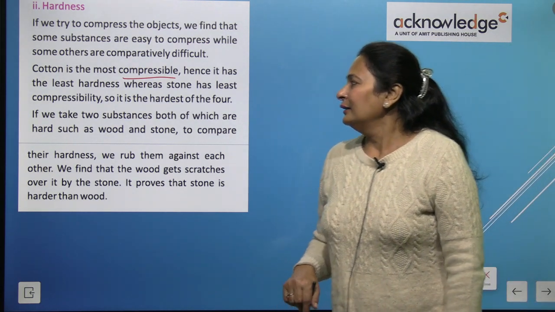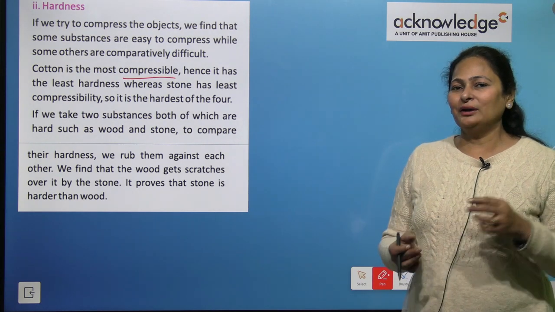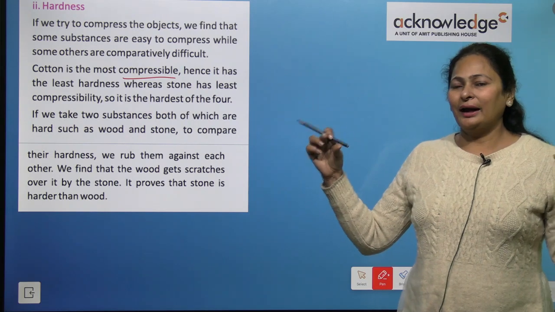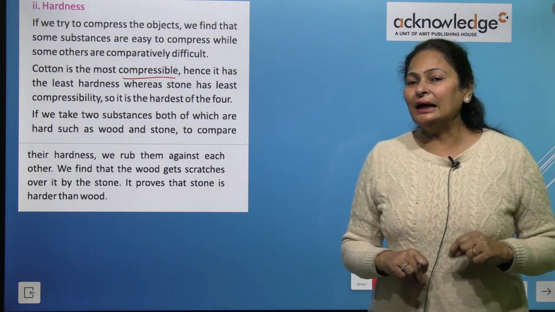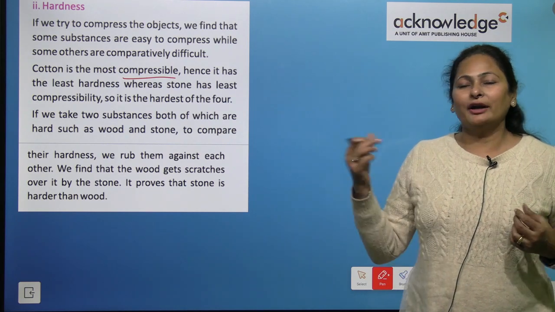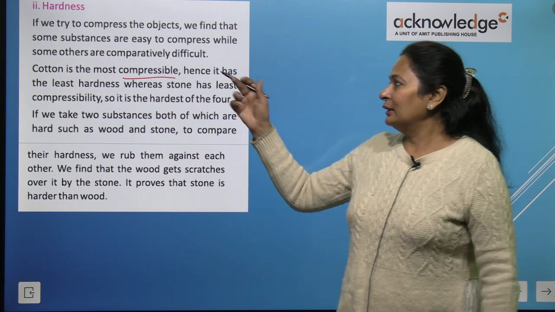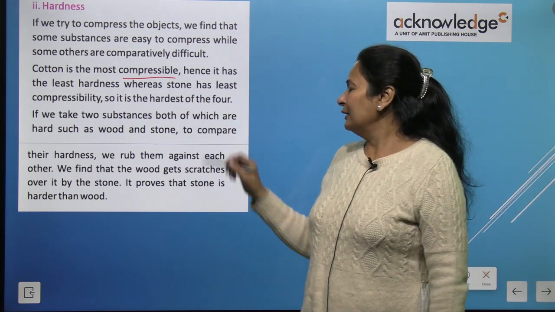Means it is the least hardness, where the stone, if you compare it, you have taken the cotton and on the other hand you have a stone. If you compress it, you can easily identify which is soft and which is hard, right? So this is called the compressibility. So it is hardest for wood.